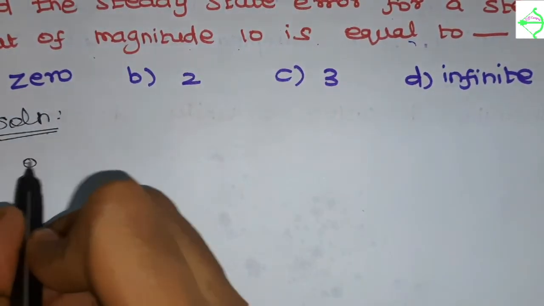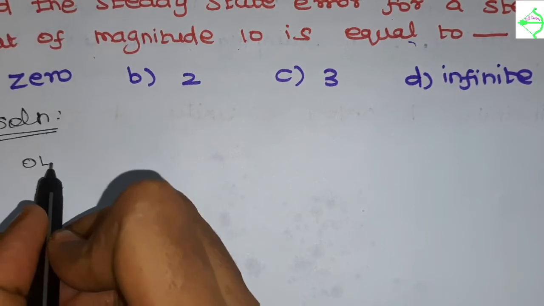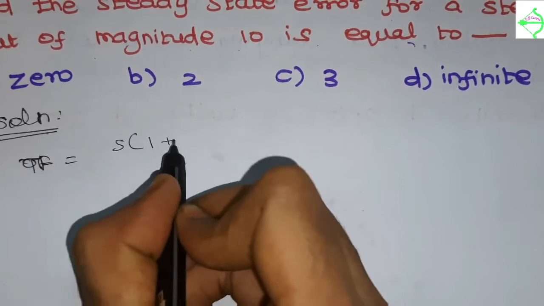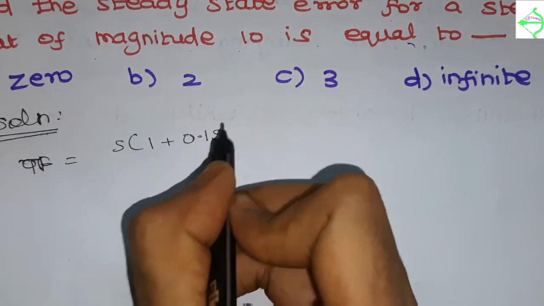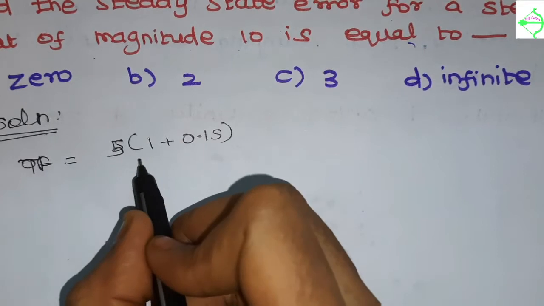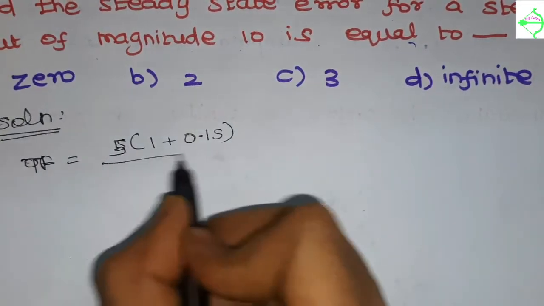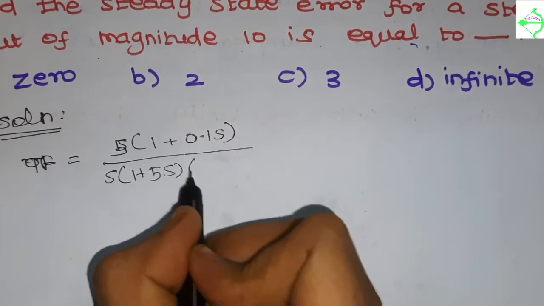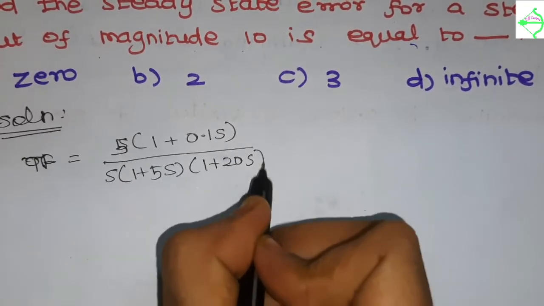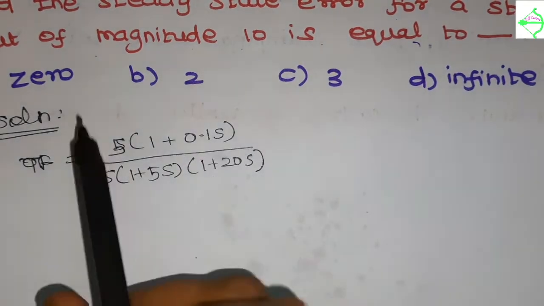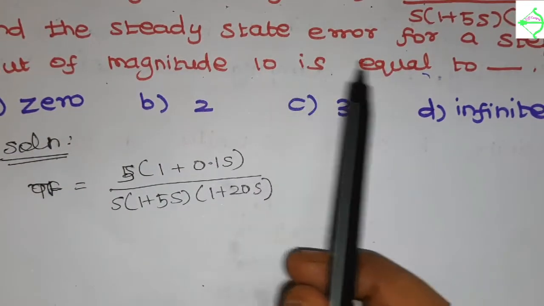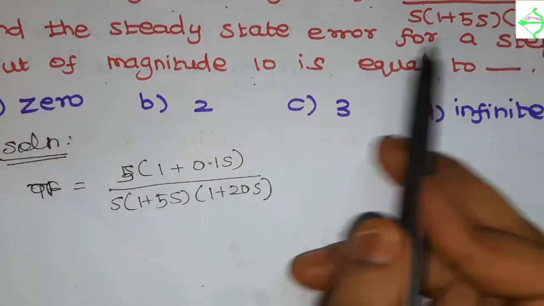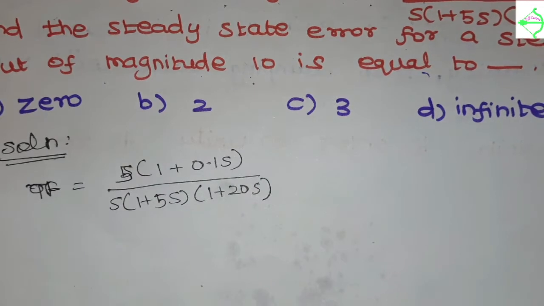The open loop transfer function of a unity feedback system is given by 5 into (1 plus 0.1s) divided by s into (1 plus 5s) into (1 plus 20s). We have to find out the steady state error for a step input. What is given? The magnitude is given as 10.